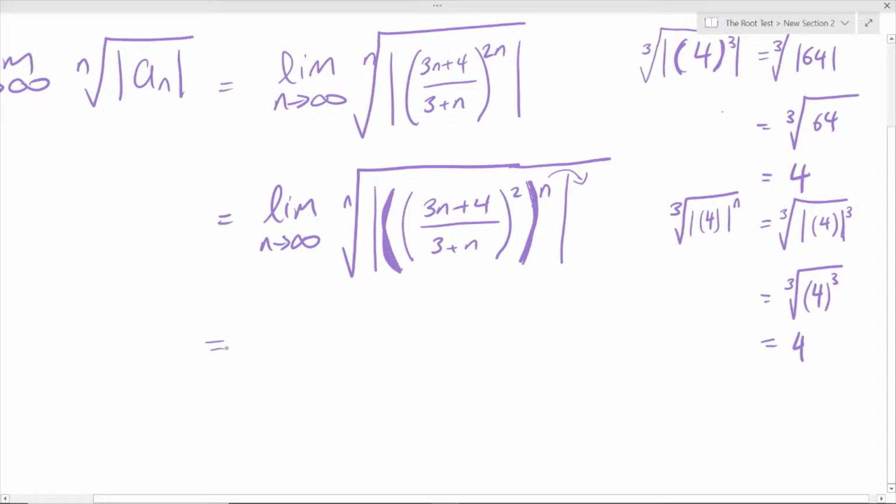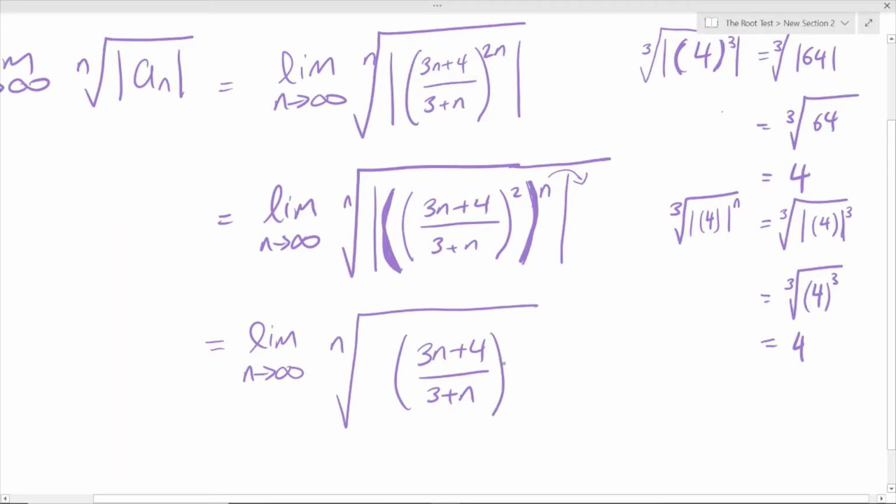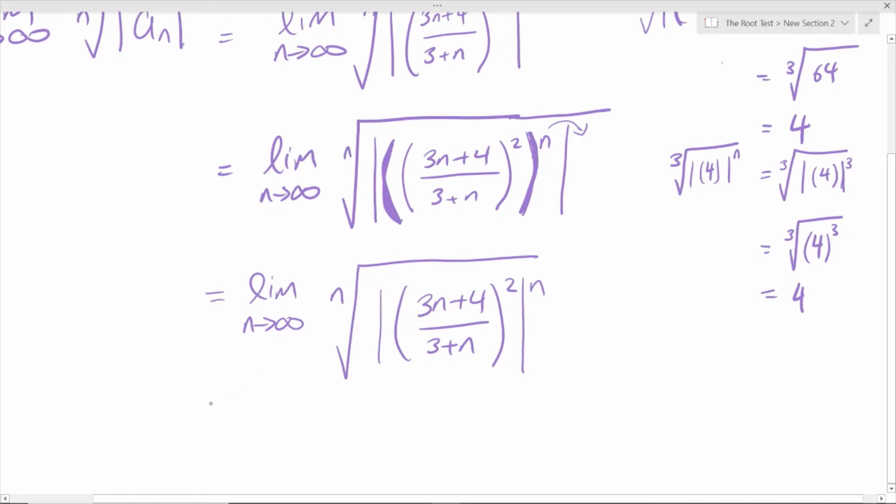So let's take out the n from the absolute value sign. Why do we need to take it out? So we can cancel it with this root. So let's do that. It's going to be (3n + 4)/(3 + n) squared, and the n is taken out of the absolute value sign like this. Then this n and this root n are going to cancel, so we are left with this, the absolute value sign.